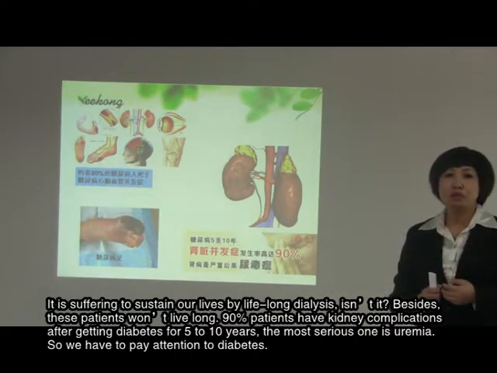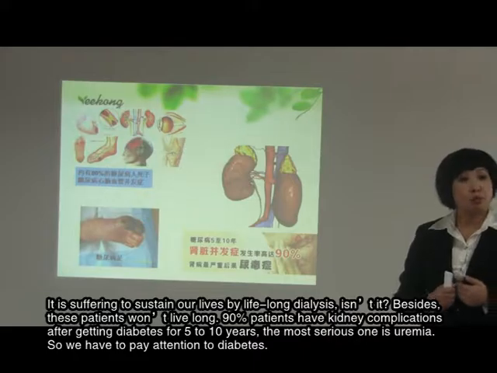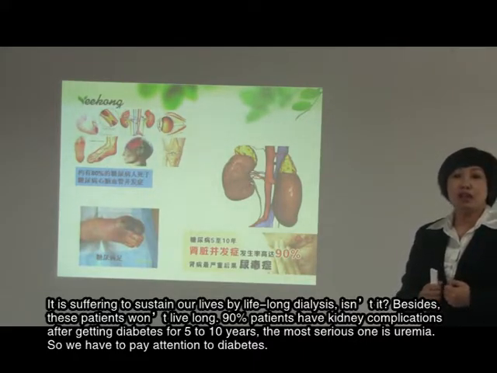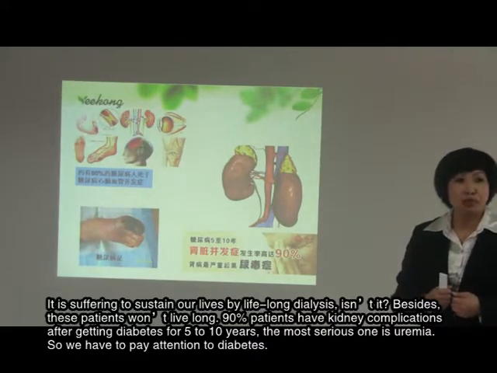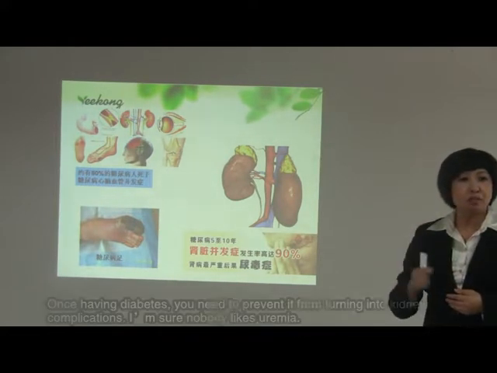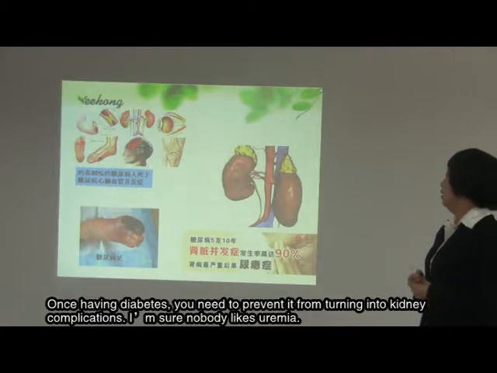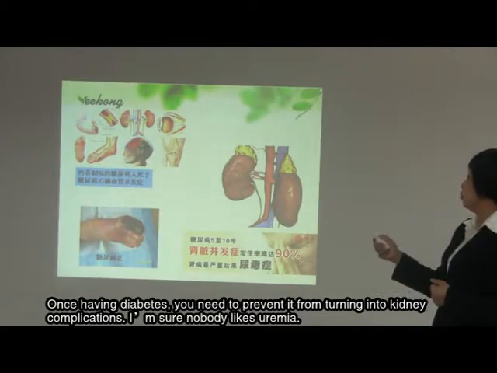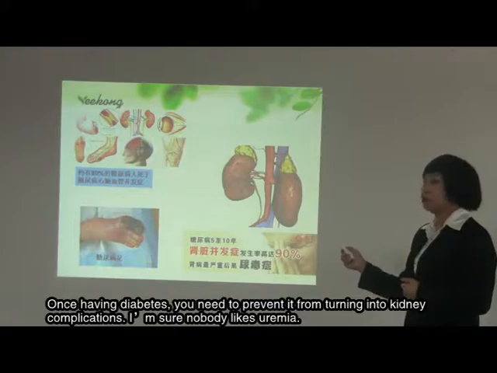90% of patients have kidney complications after having diabetes for 5 to 10 years. The most serious one is uremia, so we have to pay attention to diabetes. Once having diabetes, you need to prevent it from turning into kidney complications. I'm sure nobody likes uremia.